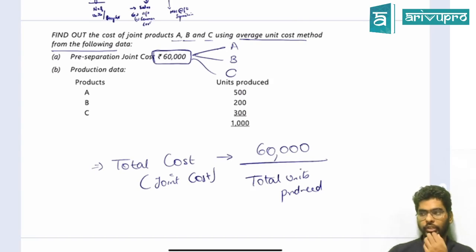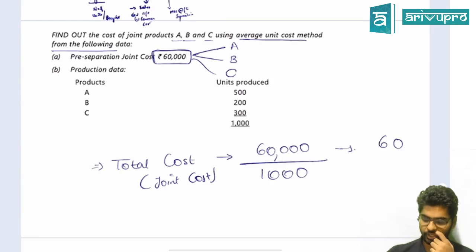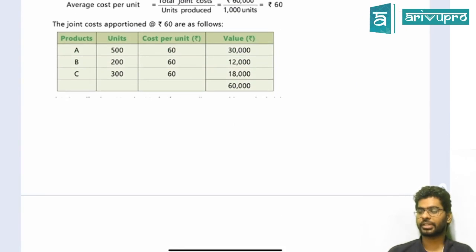I'll divide by the total units produced. What is the total units I have produced till now? It is 1000 units. Therefore, my average cost per unit becomes 60.